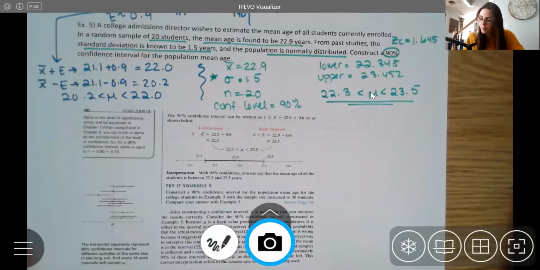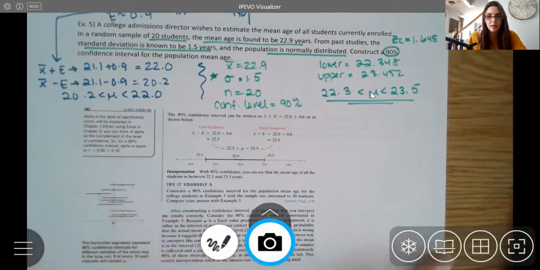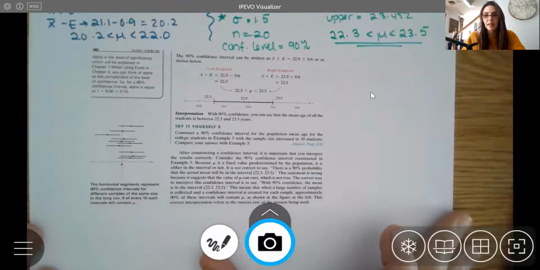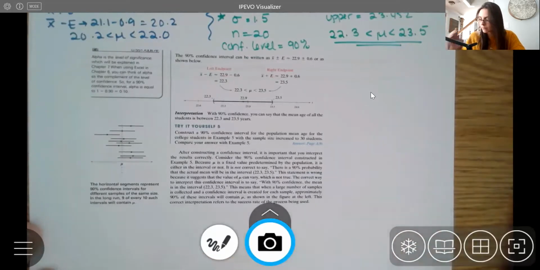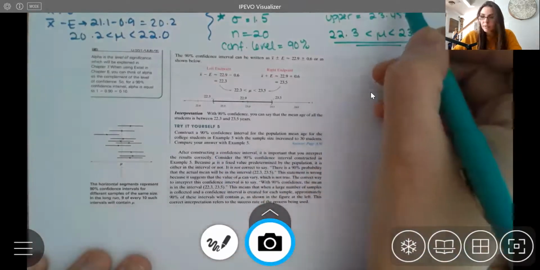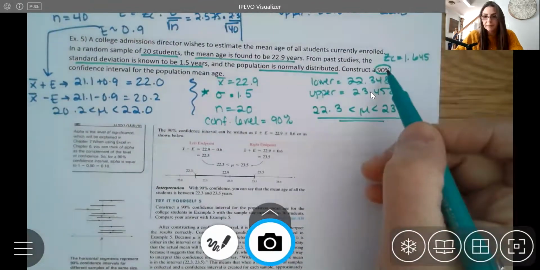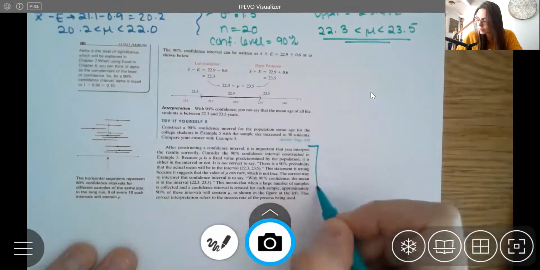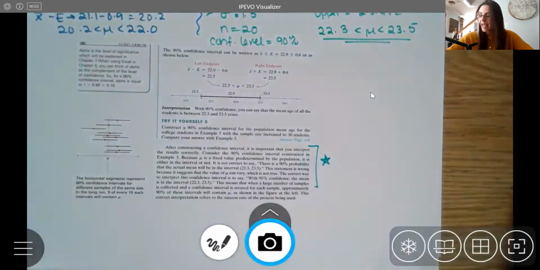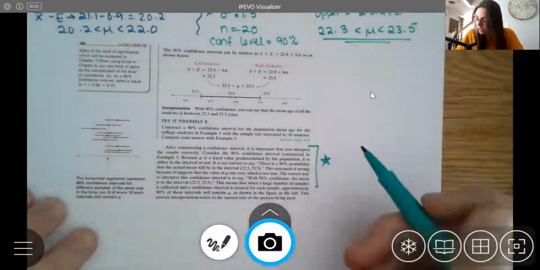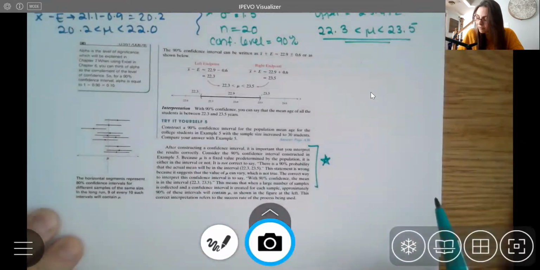Now I want to talk a little bit about the interpretation here, about what a confidence interval and a confidence level does for us. So here we had a 90% confidence level, right? So I just want to read through this interpretation, which is really important. After constructing a confidence interval, it's important that you interpret the results correctly. Consider the 90% confidence interval constructed in this example. The population mean is a fixed value predetermined by the population. It is either in the interval or it is not.